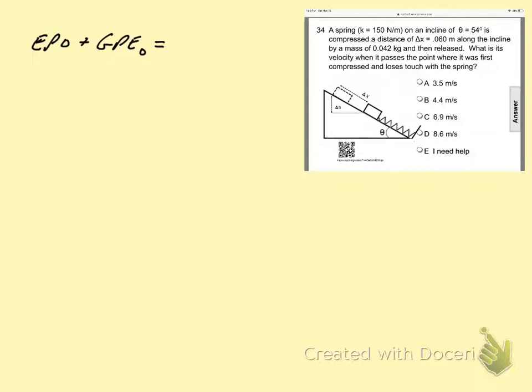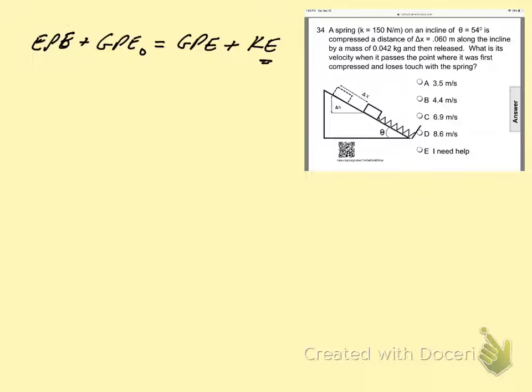And once it does, it no longer has elastic potential energy. It just has a final GPE plus a KE. And the KE is going to have the velocity, and that's what we're looking for here.